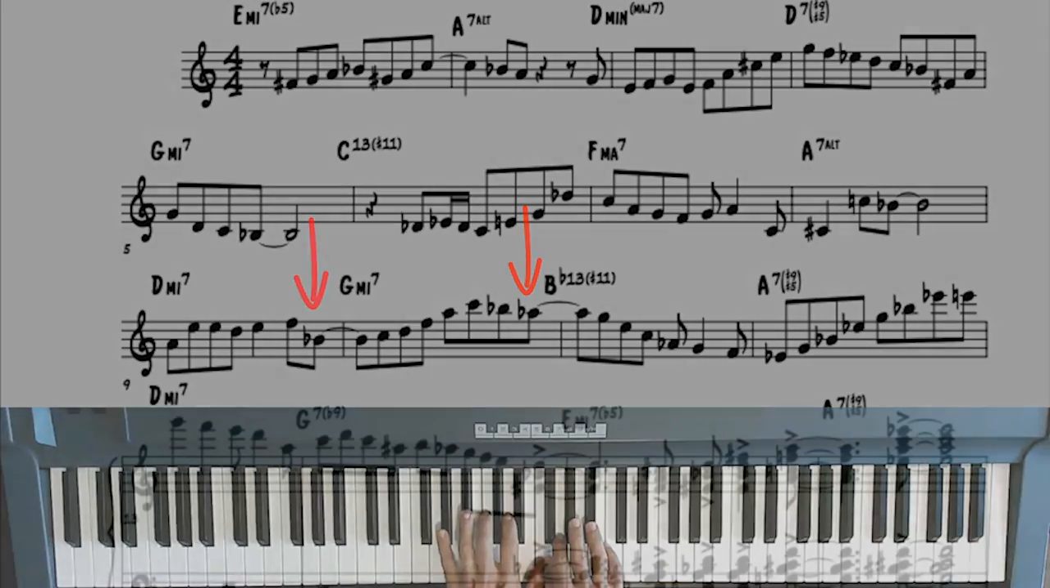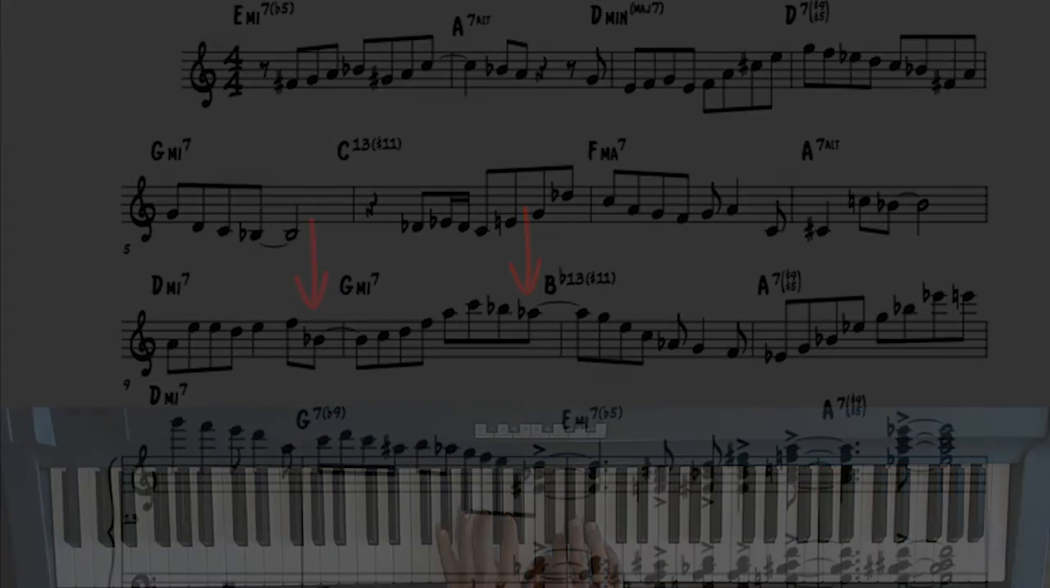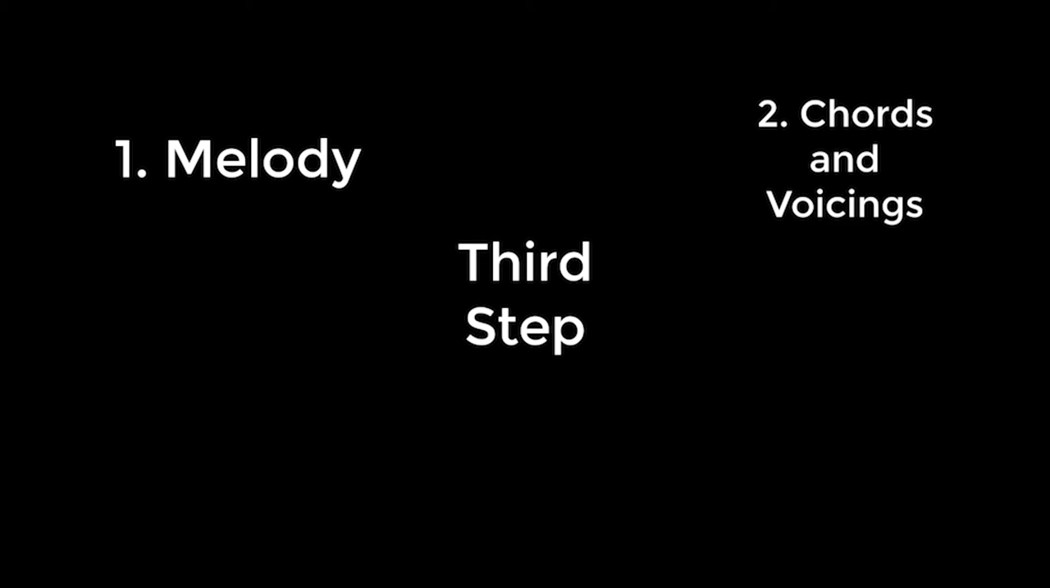Well, great. At this point, we've looked at ways of addressing the melody and getting connected to that, ways of making decisions on which chords you'll be playing. And the third step is going to be taking a look at how to prepare for the solo section.